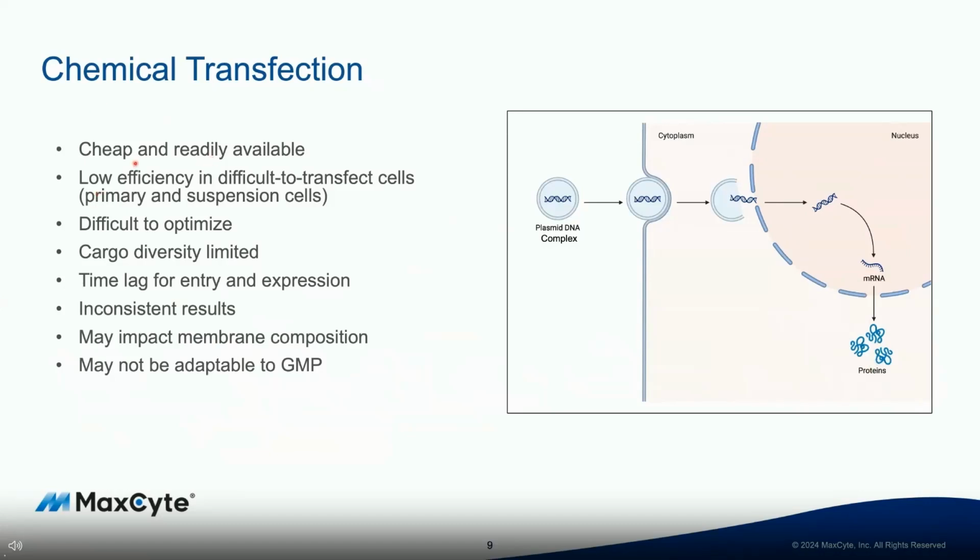So this method is cheap and readily available, but there are sometimes challenges with low efficiency and difficulty transfecting cells, for example primary cells or suspension cells. It can be difficult to optimize for higher efficiency. You are sometimes limited in the cargo diversity that can be loaded, especially if the charge is not highly negative. There is a time lag for entry and expression of the molecule, and batch-to-batch variation and inconsistent results to consider. It may also affect the membrane composition and may not be adaptable for GMP processes.